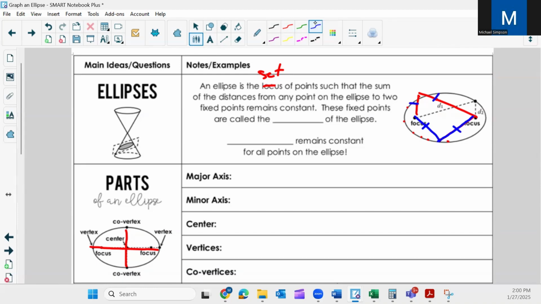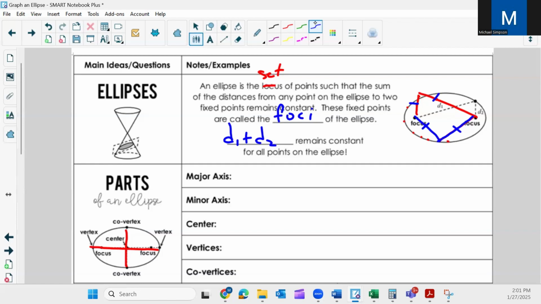Okay. Yes, geometry. These 2 points are called the foci of the ellipse, right? And the distance d1 plus d2 remains constant for all points on the ellipse. Foci, F-O-C-I. d1 plus d2, right? Set. Another word for locus is set. S-E-T. Set.